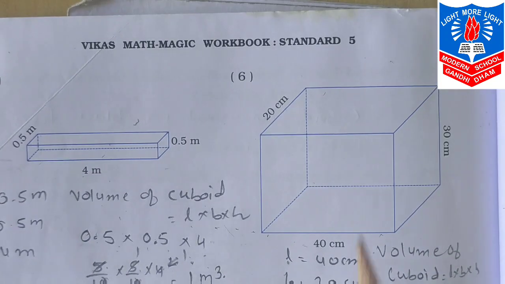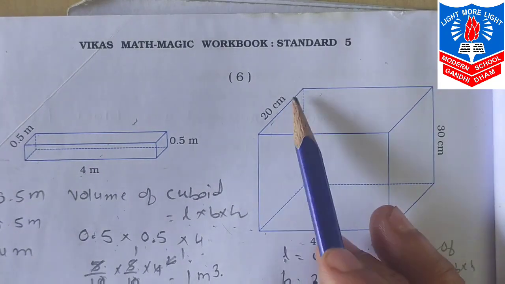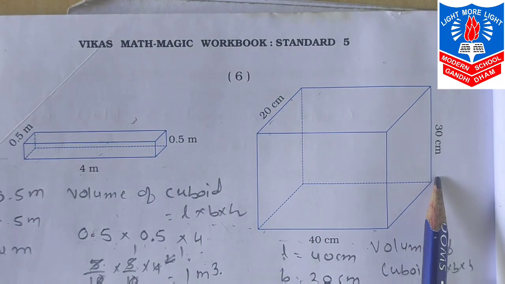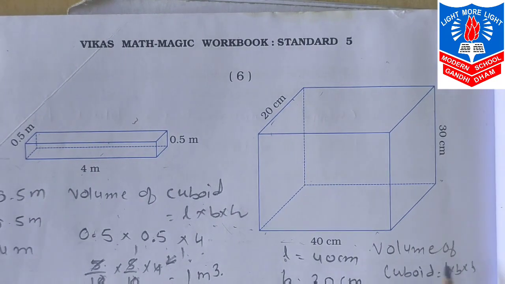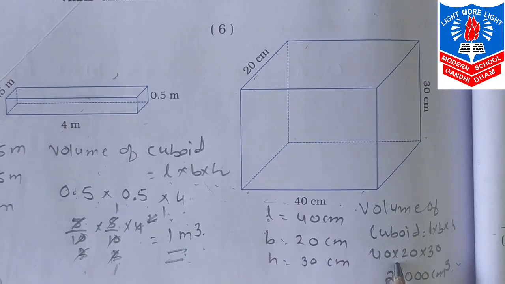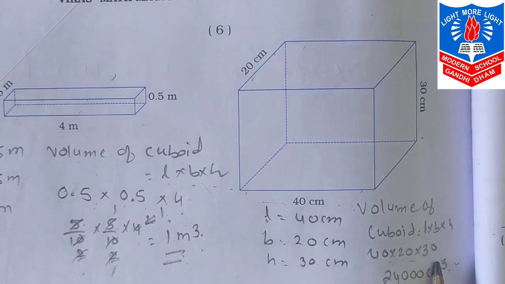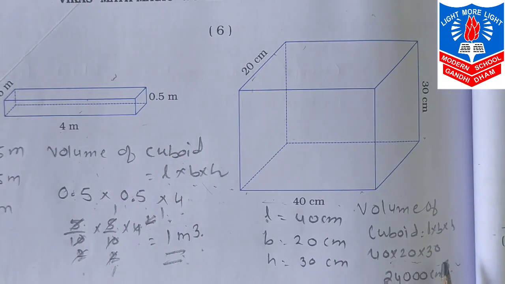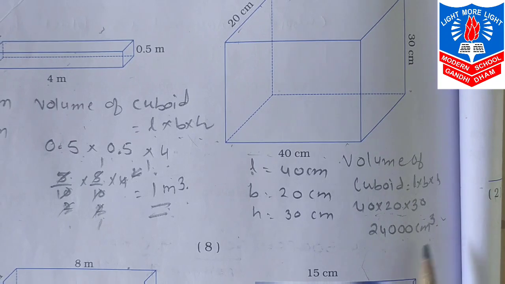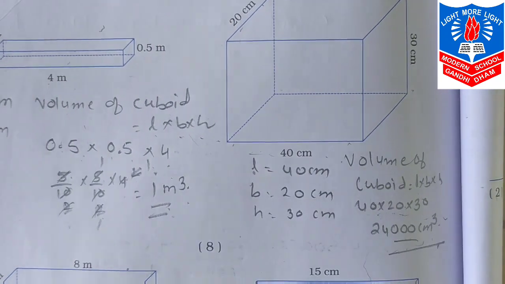See sixth one figure. Its breadth 20 centimeter, length 40 centimeter and height is 30 centimeter. So volume of cuboid is equal to length into breadth into height. So 40 into 20 into 30. So here 4 2s are 8, 8 3s are 24 and three 0s. So 24,000 centimeter cube. That is our answer.